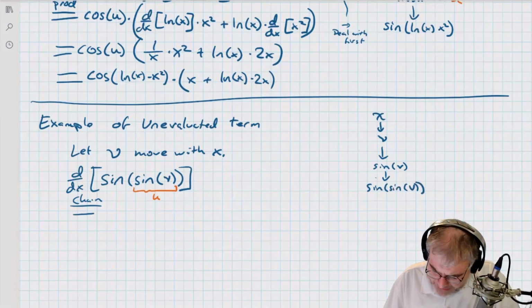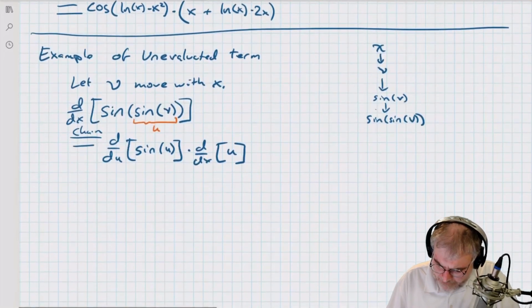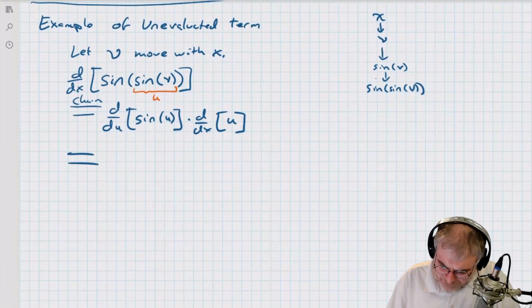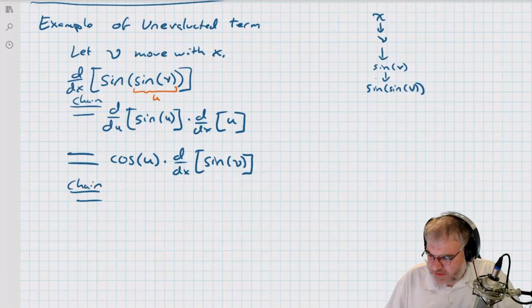So now I've got a chain. I'm going to do the outside, d over du of sine of u times d over dx of u. So that's going to give me cosine of u times d over dx of sine of v. Now, I don't know anything else about v, but what I'm going to do is apply the chain again. Okay, you'd think that there's nothing more I could do, but I can. I can deal with this a little bit.